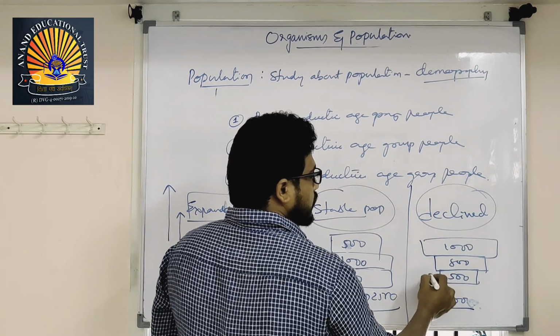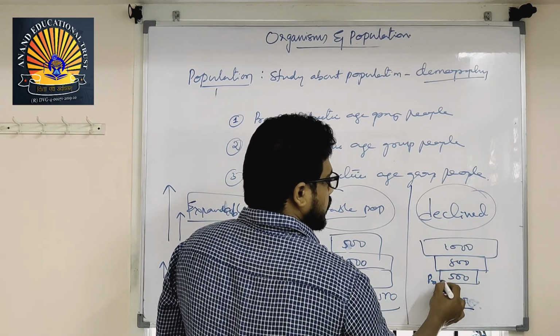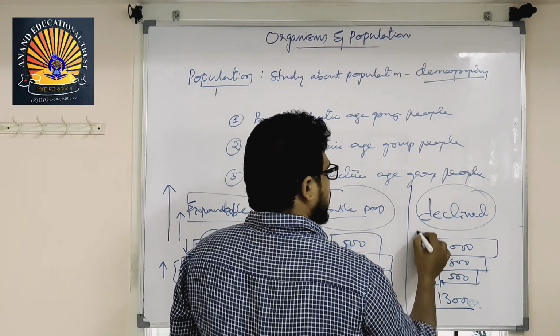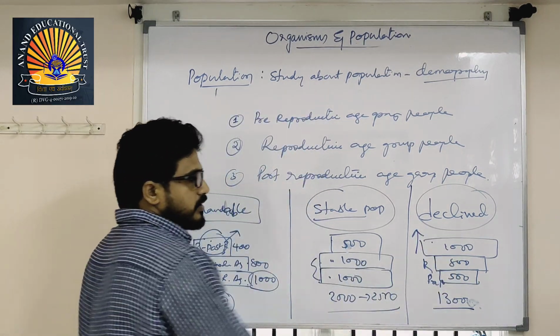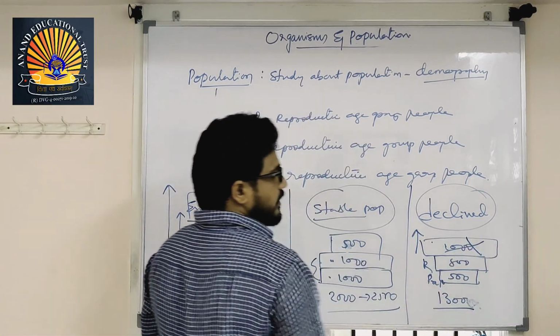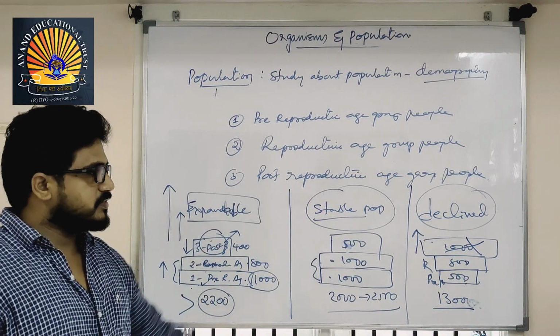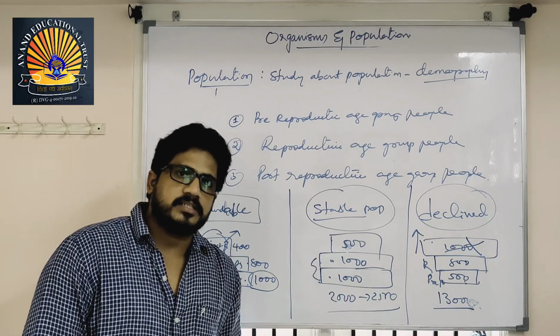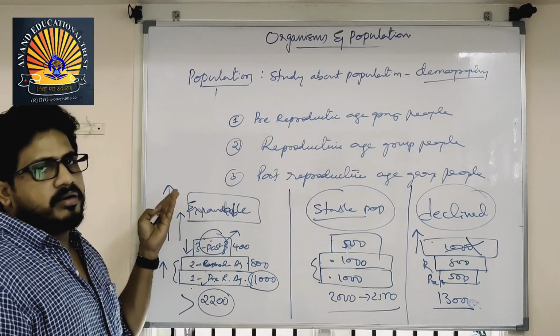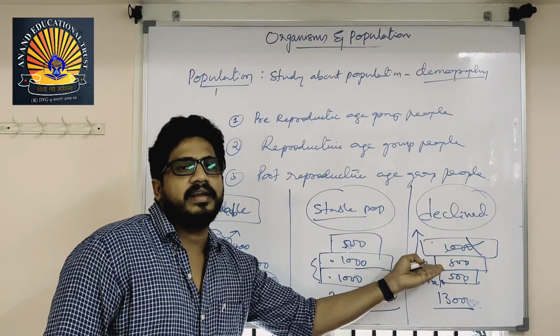Why? Compared to the pre-reproductive and reproductive, post-reproductive is high. So in future the 1000 will die and it will not overcome the 1300. That is why it declines. So age pyramids are three types: expandable, or increase, stable, and decline.